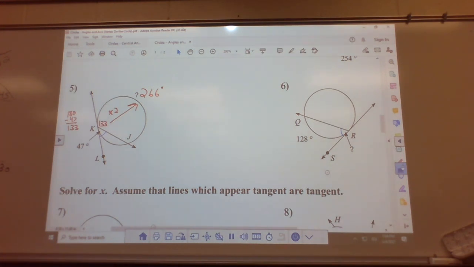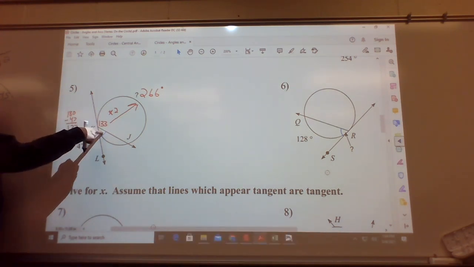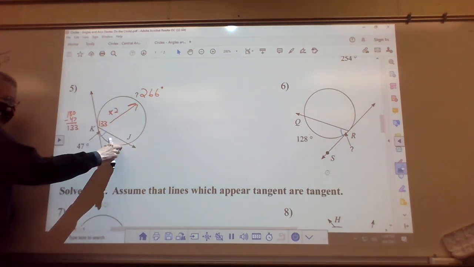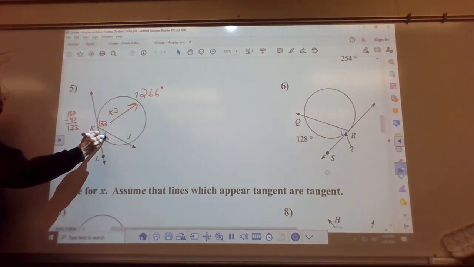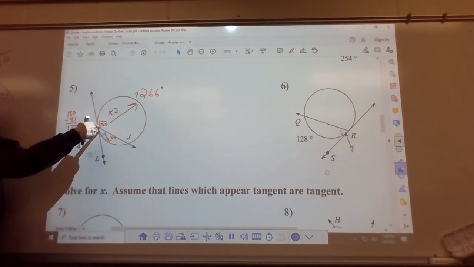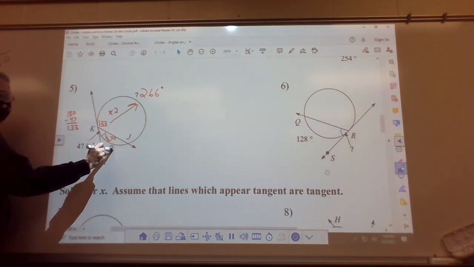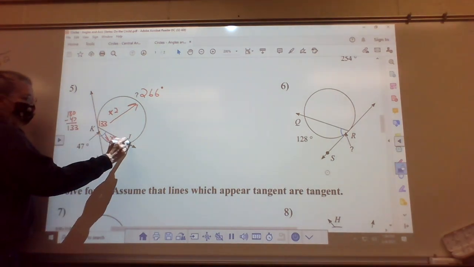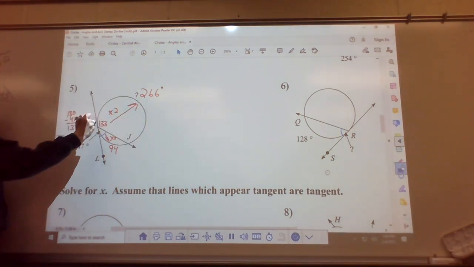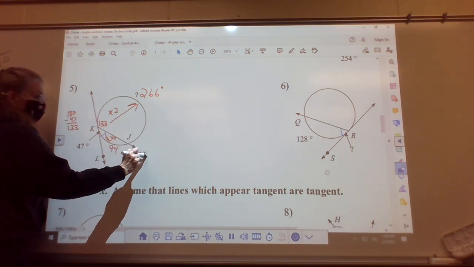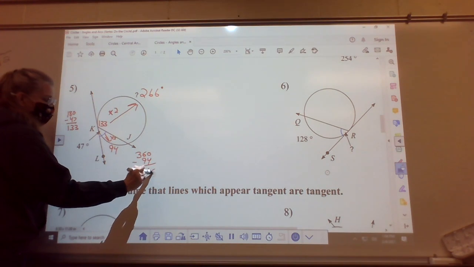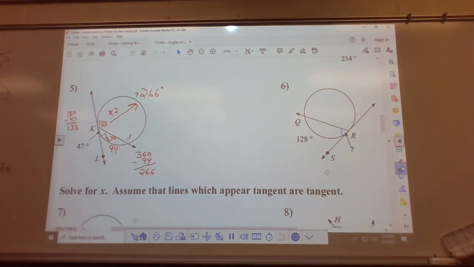Now I'm going to show you the other way you could have done it, because you could have gone the other direction. This is 47. So therefore, this arc that's kind of tucked into here, I could have gotten by doubling, angle to arc. I would have gotten 94. Well, now if this is 94, I can subtract from 360 to get the rest of that side. 360 subtract 94. I still get 266. I just went the other way around.